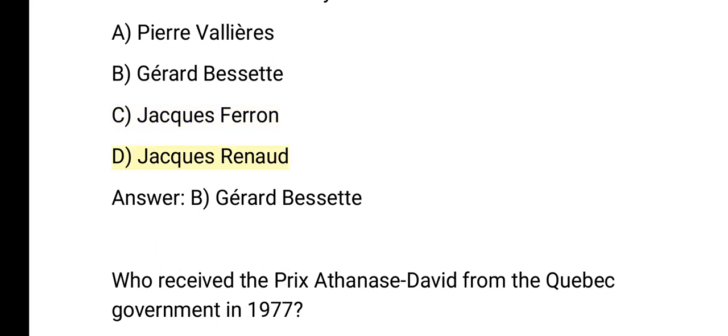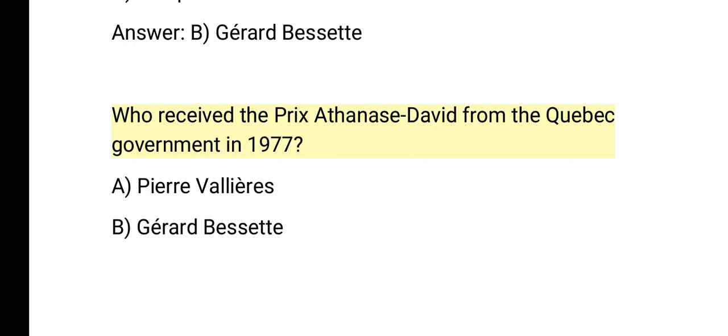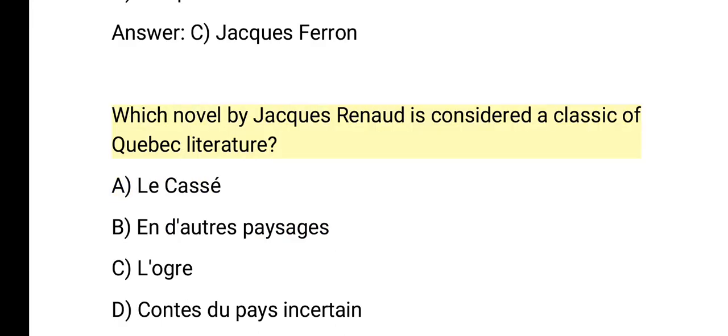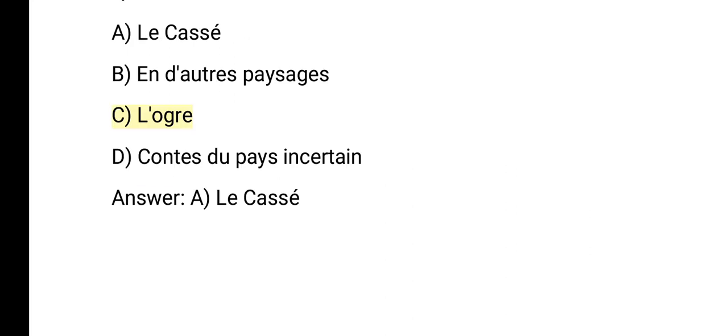Answer. B. Gérard Bessette. Who received the Prix Athanase-David from the Quebec government in 1977? A. Pierre Vallières. B. Gérard Bessette. C. Jacques Ferron. D. Jacques Renaud. Answer. C. Jacques Ferron. Which novel by Jacques Renaud is considered a classic of Quebec literature? A. Le Cassé. B. D'autres passages. C. La Grey. D. Contes du pays incertain. Answer. A. Le Cassé.